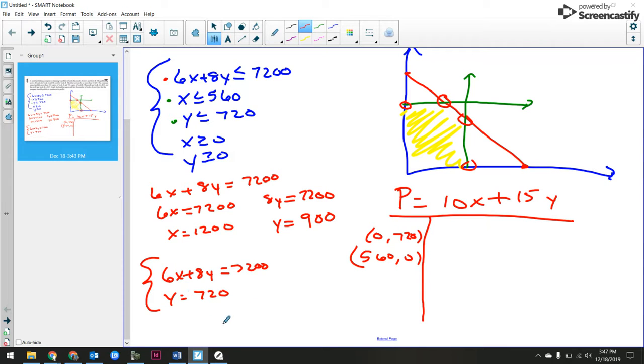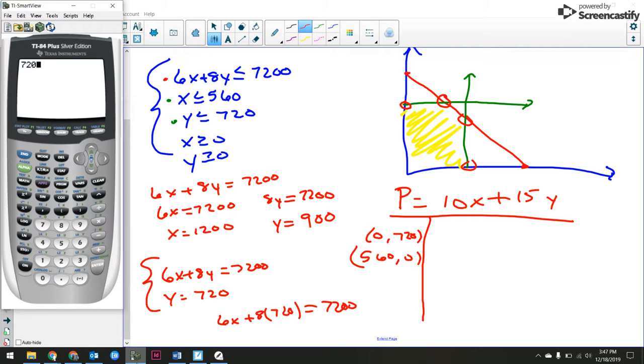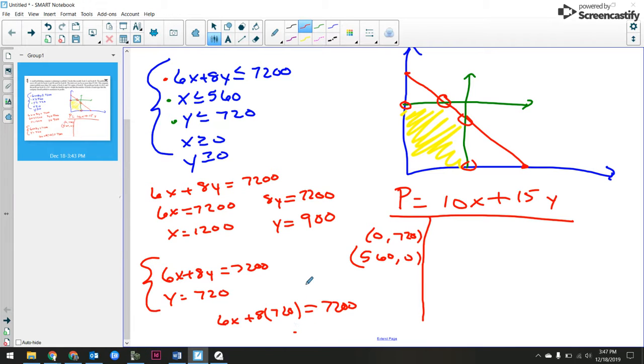Now I'm solving the system: 6x plus 8 times 720 is equal to 7,200. Going to my calculator, I take 7,200 minus 8 times 720, and then divide by 6. That gives x equals 240. So that coordinate is 240, 720.